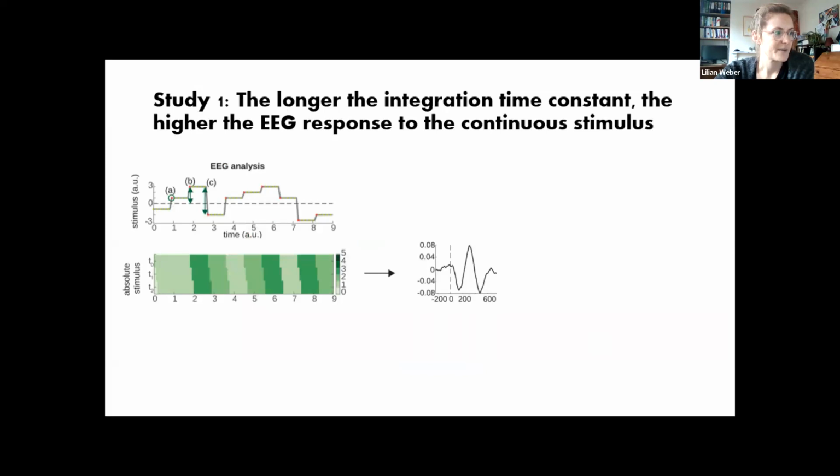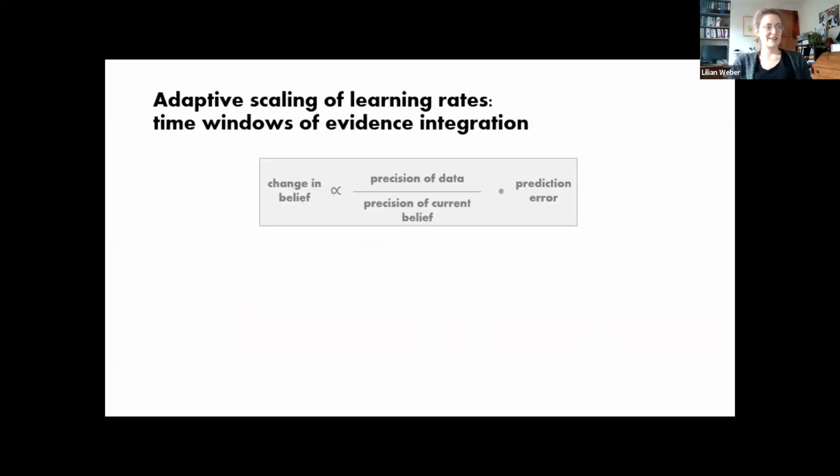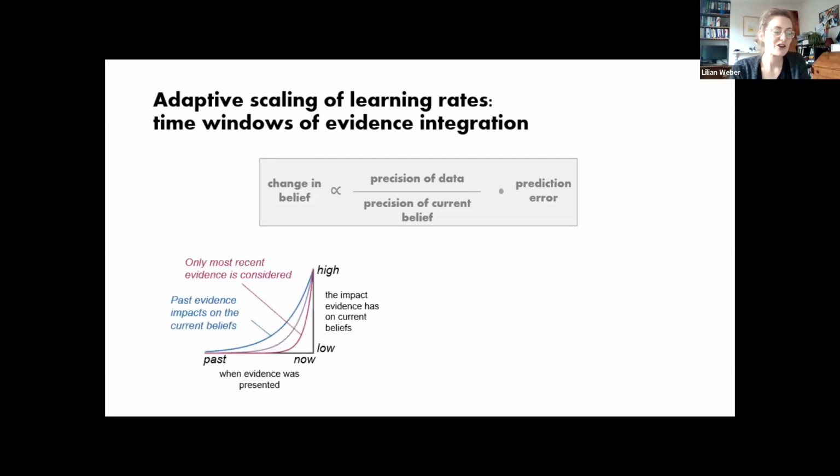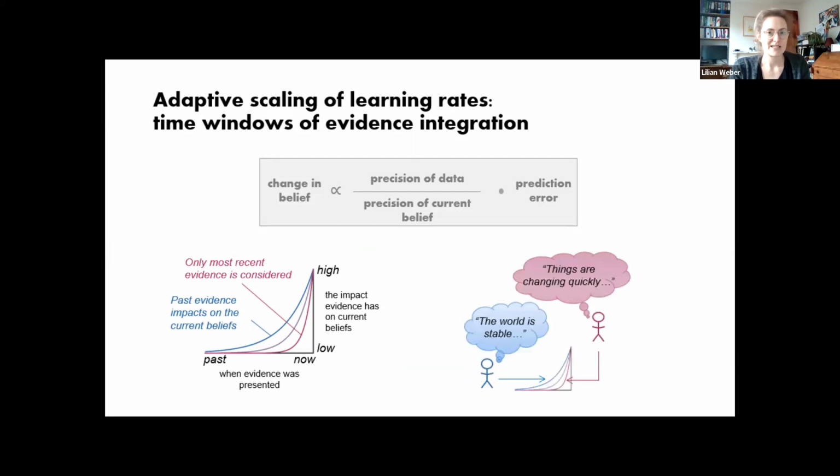And I'll skip this one. But basically, again, what we're seeing is that our integration kernels might differ depending on our expectations of how quickly things are changing. And let me just remind you, the way that we propose this to happen is that if things are changing quickly, we might have less certainty in our belief about the current rule that underlies the stimuli that we're getting.